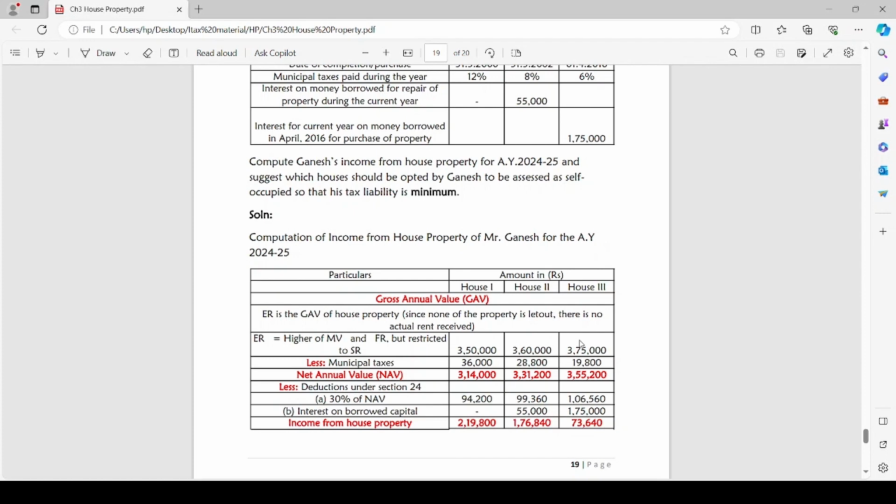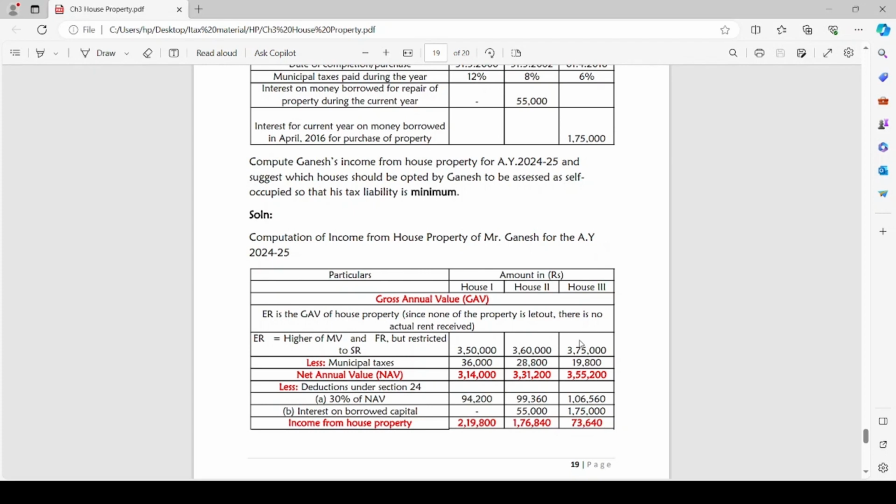After deducting municipal taxes, we have arrived at net annual value of each house property. For house property number 1, NAV is 3,14,000. For house property 2, it is 3,31,200. And for house property 3, NAV is 3,55,200.